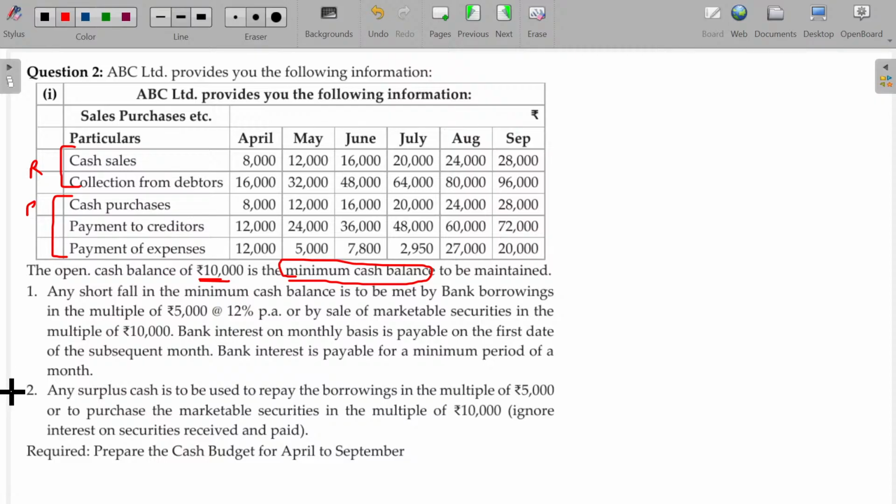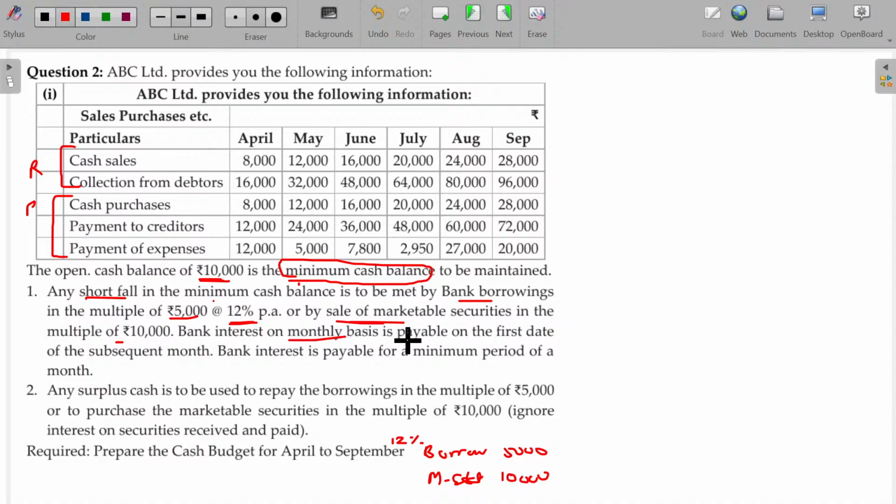But the problem here is the opening balance 10,000, also the minimum cash balance. Any shortfall in the minimum cash balance is to be met by bank borrowings in multiples of 5,000 and at the rate of 12% per annum. So borrow 5,000 rupees per lot, interest rate applicable being 12%. Or sale of marketable securities in multiples. Okay, and you have the marketable securities. That lot size is 10,000 rupees.